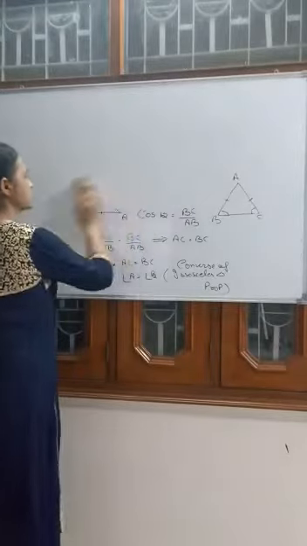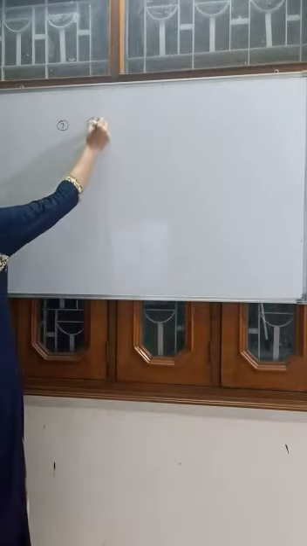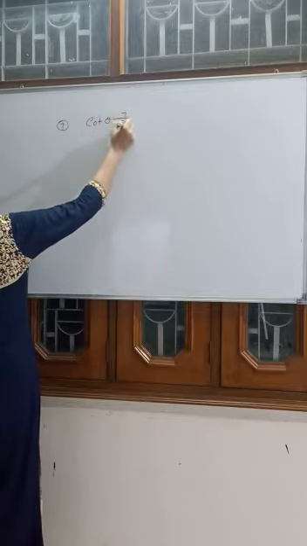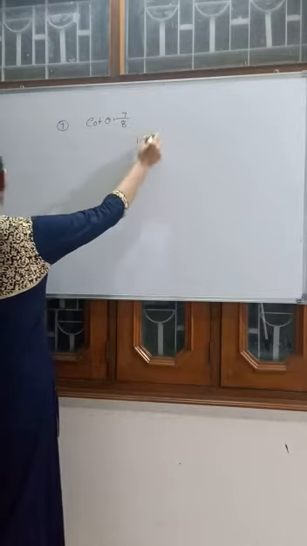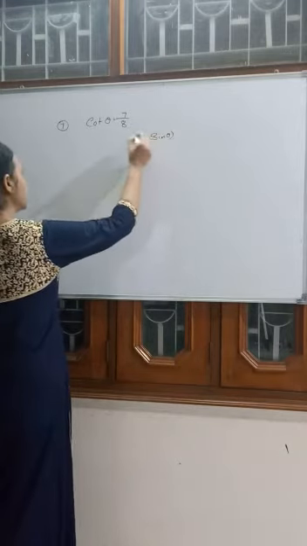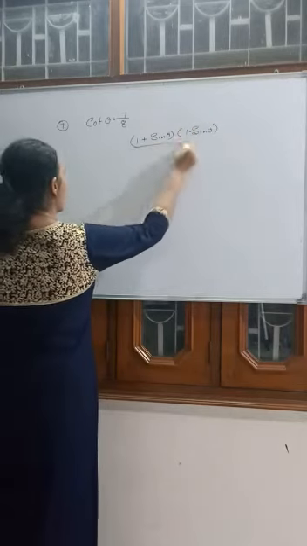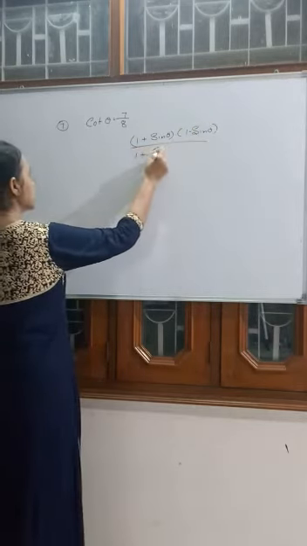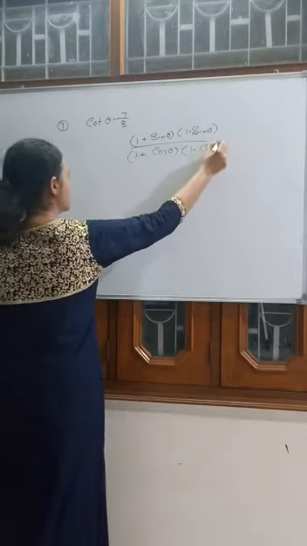Next, question number 7. We are given cot theta equals 7 by 8. What we have to find? The value of (1 plus sin theta)(1 minus sin theta) upon (1 plus cos theta)(1 minus cos theta).